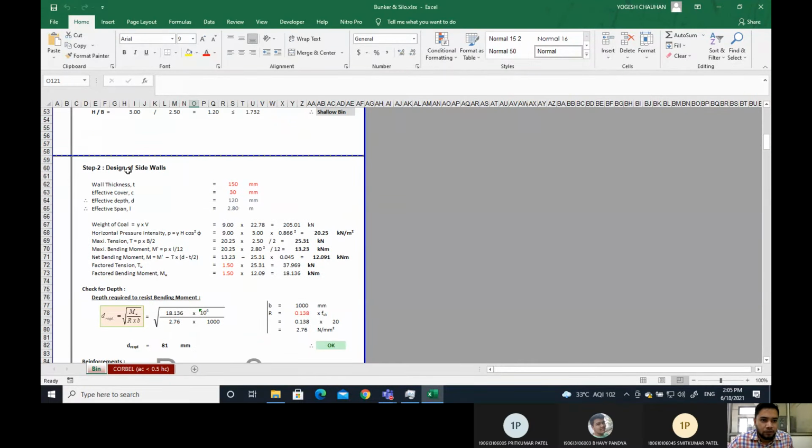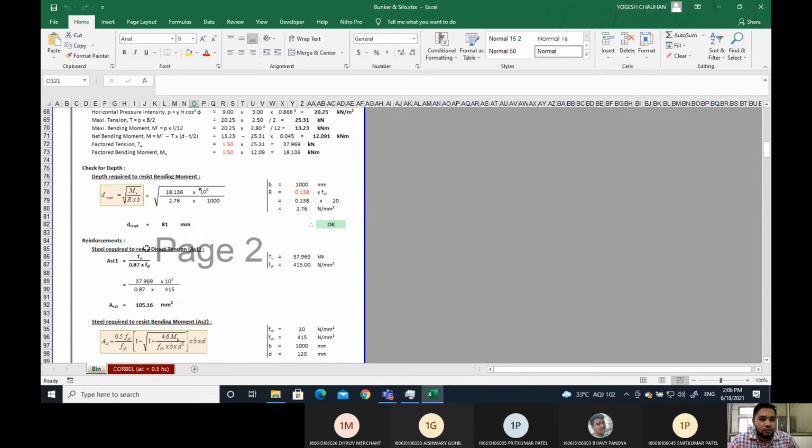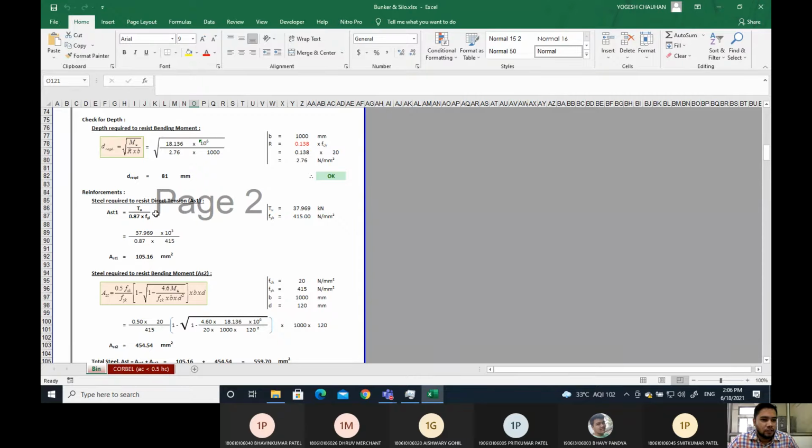So in step 2, the design of sidewall is done. The first input in this is the wall thickness and cover to the wall thickness. Then the effective depth is calculated and effective span is calculated, and based on that the horizontal pressure intensity, maximum tension, maximum bending moment is found, and then the net bending moment is found, and then the factor tension and bending moment is found, and based on that the cross section is designed.